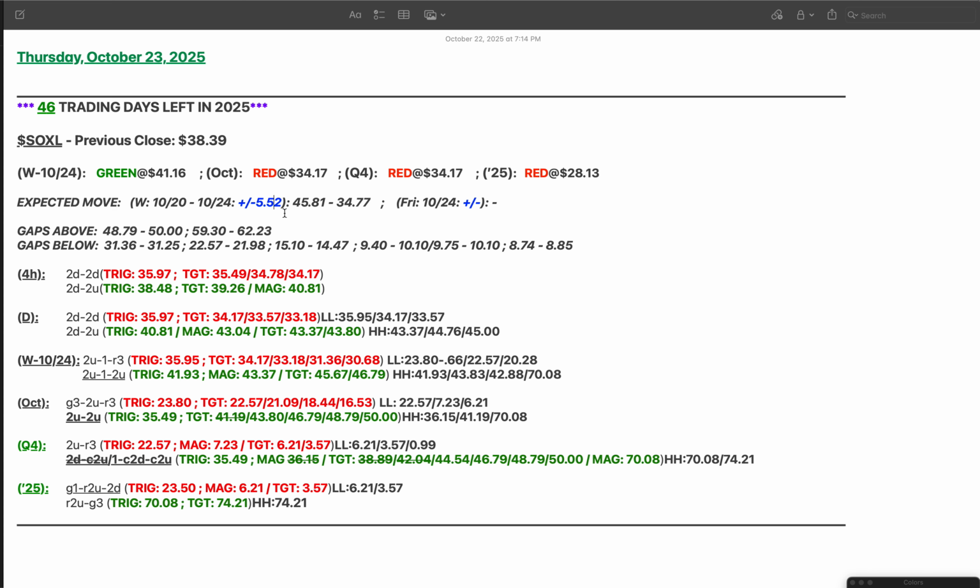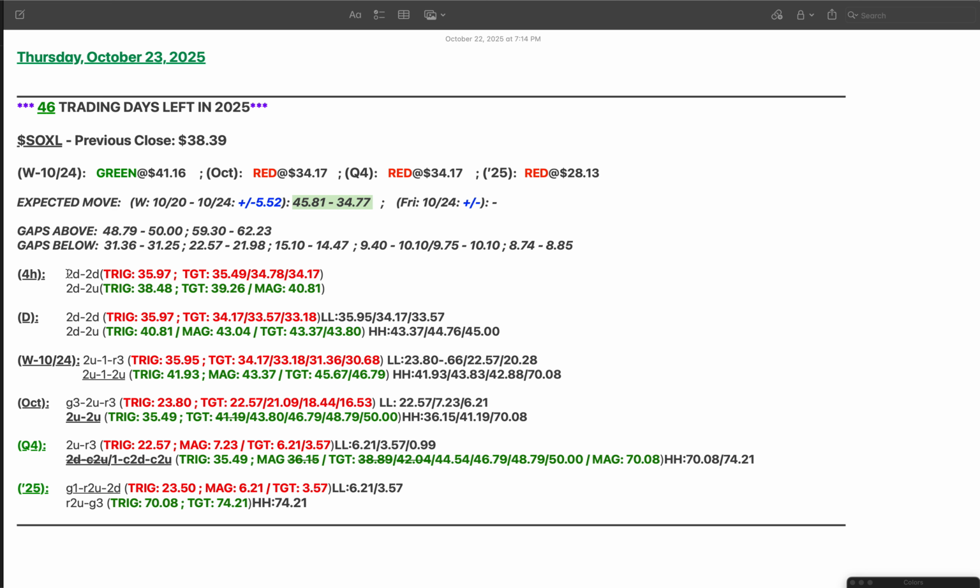Again, the market maker's expected move for this week was $5.52, giving us a range of 45.81 to 34.77, and we know where our gaps above and gaps below are. We talked about the basic rules about scalping, looking for higher lows at or above opening print, and looking for lower highs at or below opening print to get into puts. I guess I didn't say calls at the beginning. So higher lows at or above opening print to get into calls, lower highs at or below opening print to get into puts, right? So we've got that covered. That's pretty simple, easy at this point, right?